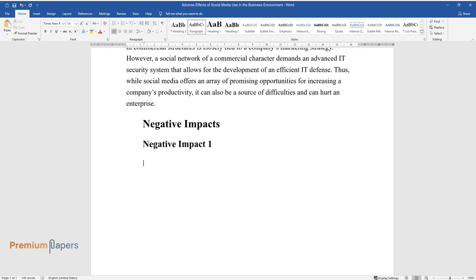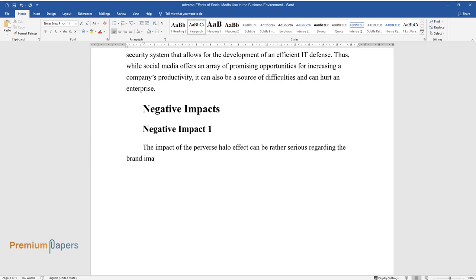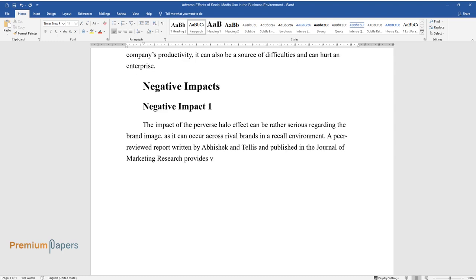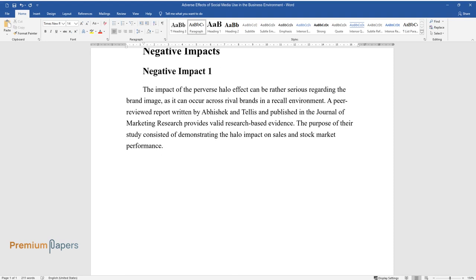Negative impact 1. The impact of the perverse halo effect can be rather serious regarding the brand image, as it can occur across rival brands in a recall environment. A peer-reviewed report written by Abhishek and Telus and published in the Journal of Marketing Research provides valid research-based evidence. The purpose of their study consisted of demonstrating the halo impact on sales and stock market performance.